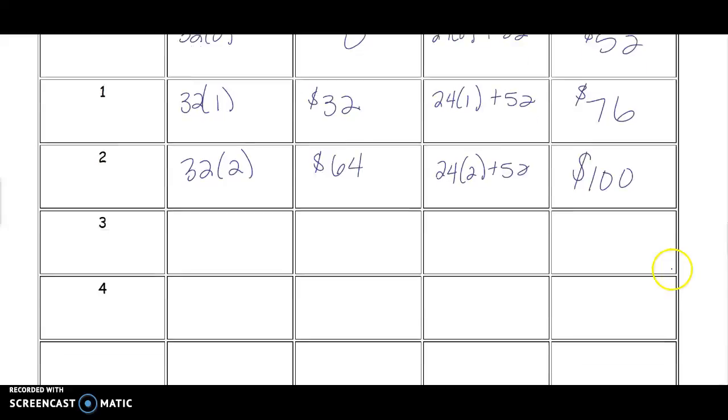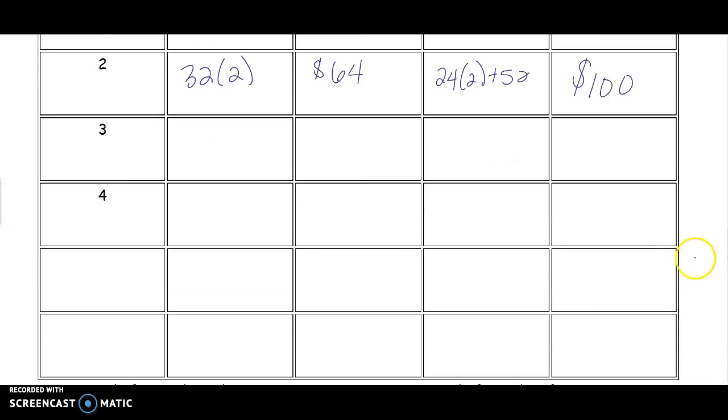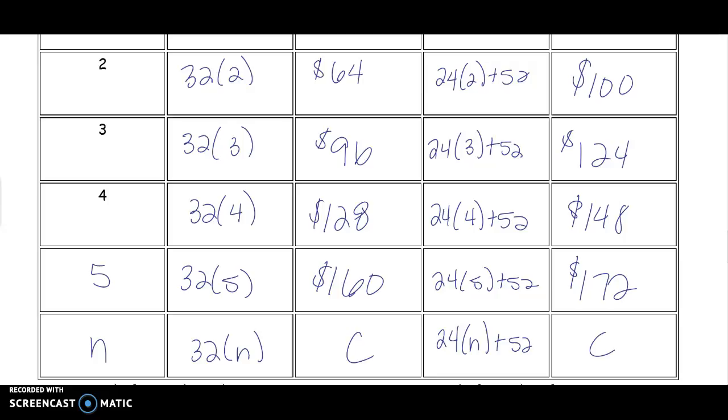Okay, so I want you to continue this pattern all the way down, 3, 4, 5, and then we're going to say N for the number of bulbs. So again, I'm going to pause the screen and I want you to fill out the rest, and then we'll go from there. So if you notice, we filled out the rest of the table all the way up to 5. Bright Lights is $160 for 5, and Lights for Less is $172 for 5. So I have a feeling the next one that comes up, Lights for Less is suddenly going to be cheaper.